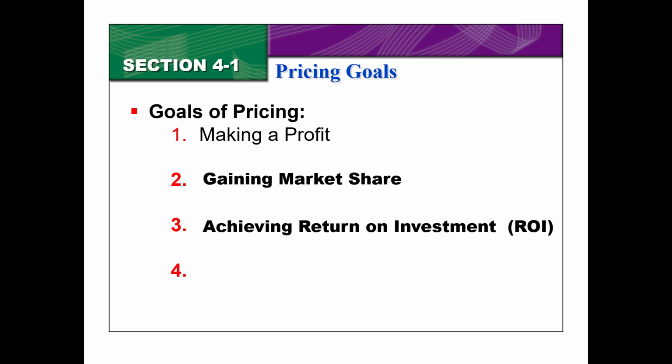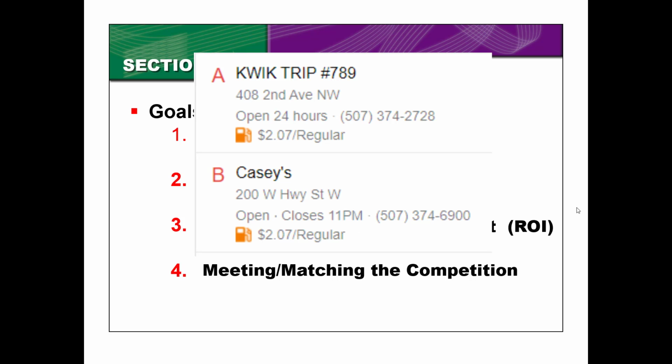Now remember, in addition to making a profit, gaining a specific market share or position, or achieving a return on investment, we also had the pricing goal to potentially meet or match the competition. And this simply means that we are literally following the price of the industry leader or calculating an average price of other competition. One of the best examples of meeting the competition in terms of pricing would be gas. So for example, in Dodge Center, we've got Quick Trip, we've got Casey's. Right now, they're the exact same price, $2.07. It may vary a cent or two, but we're aiming to meet the price of the competition.